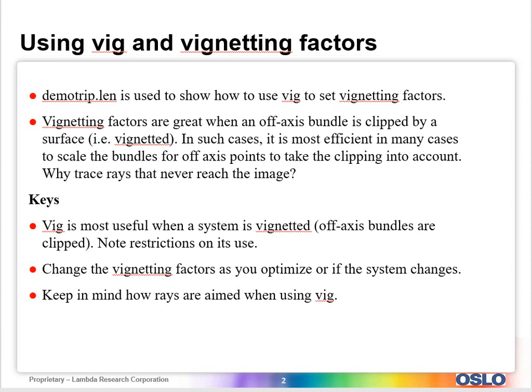Keep in mind also how rays are being aimed through the system when you use VIG. It doesn't work with all types of ray aiming. It doesn't make sense to do it with all, and specifically the rim reference mode is another modality that does similar sorts of things that you'll want to use in different cases. I'll talk about that more in a moment.